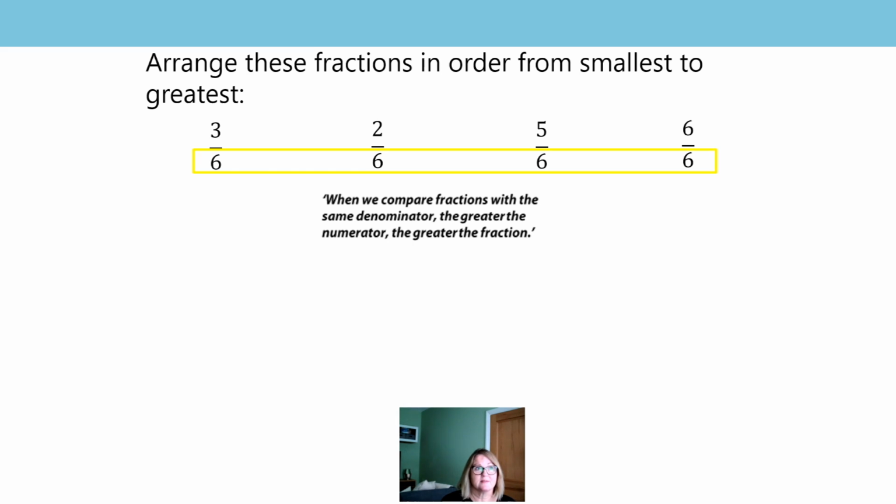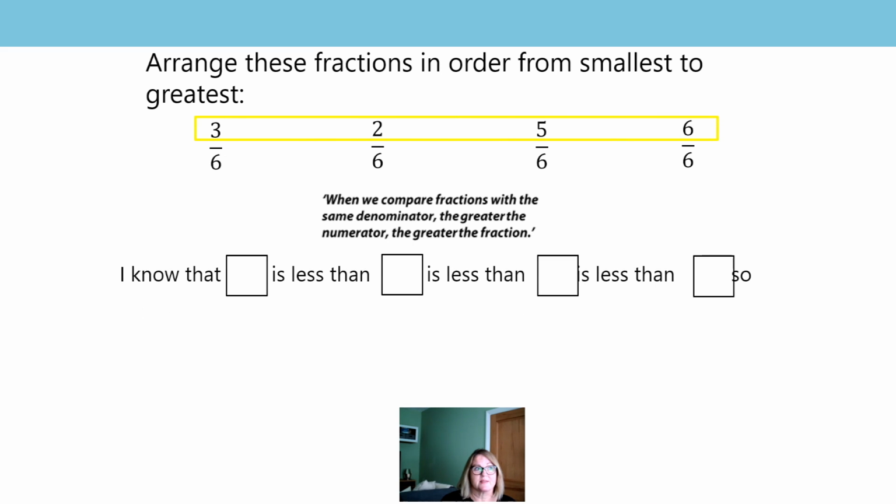Which one is smallest? That's right, 2/6, because I know that 2 is less than 3, and that's less than 5, and that's less than 6. So 2/6, or 2 lots of 1/6, is less than 3 lots of 1/6, which is less than 5 lots of 1/6, less than 6 lots of 1/6. Excellent. So we can use what we know from the last lesson, even though this time we've got more fractions to compare. If we notice that the denominators are all the same, we can do exactly the same thing. Well done.